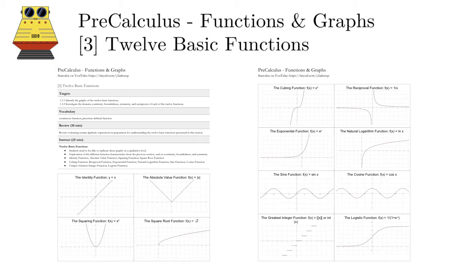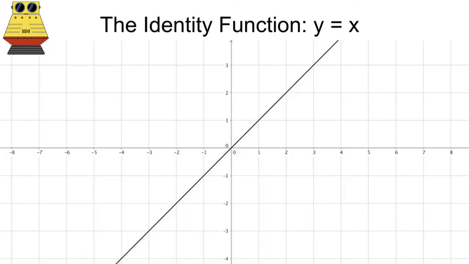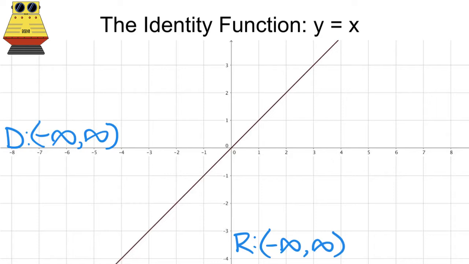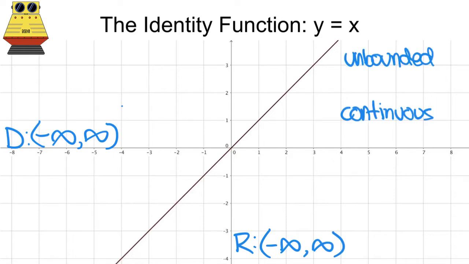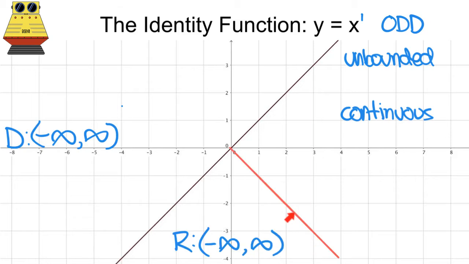Let's check out the graphs. The first one is the identity function. It's fairly basic. The domain is all reals. The range is all reals. It's unbounded, continuous, and it's an odd function because it's symmetric about the origin. We can see that symmetry in 2 ways. We can reflect the first quadrant over the x-axis, then over the y-axis, or we could rotate quadrant 1 180 degrees.